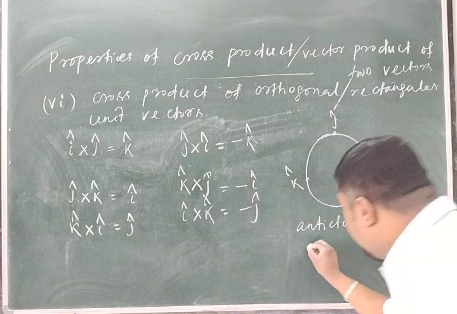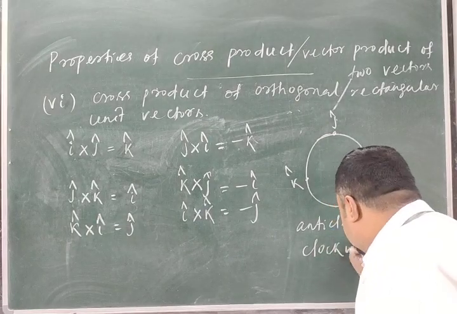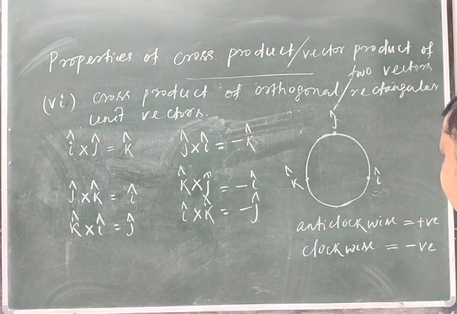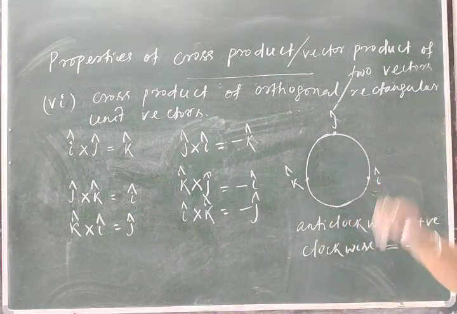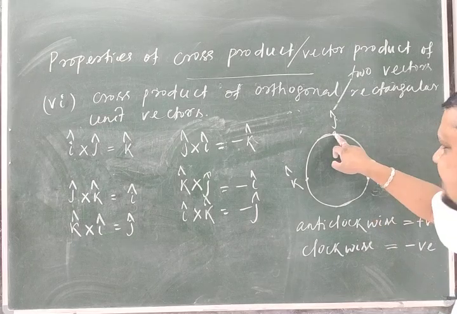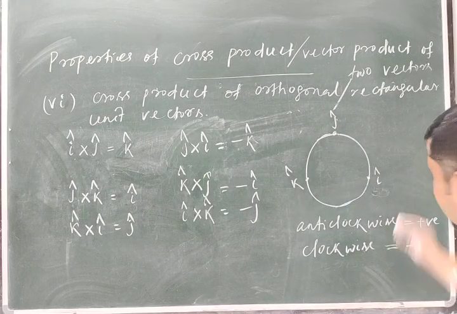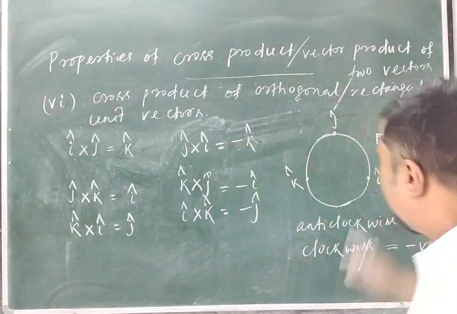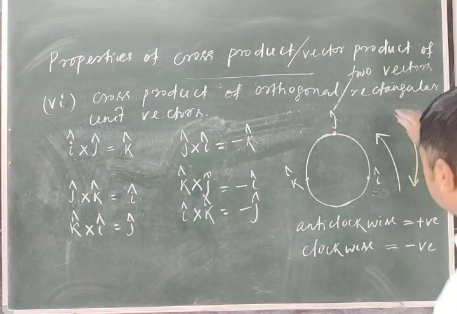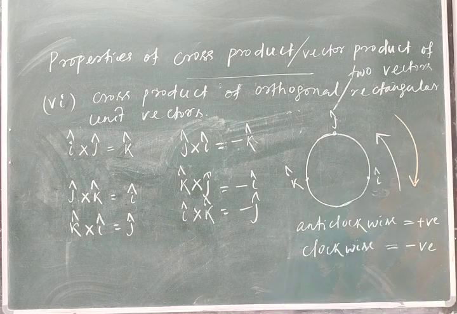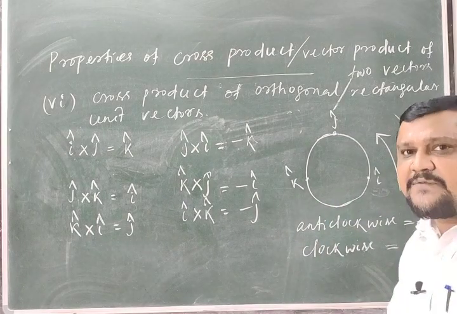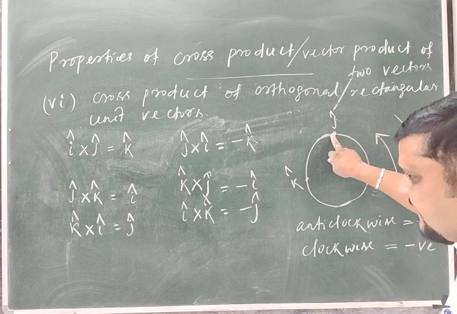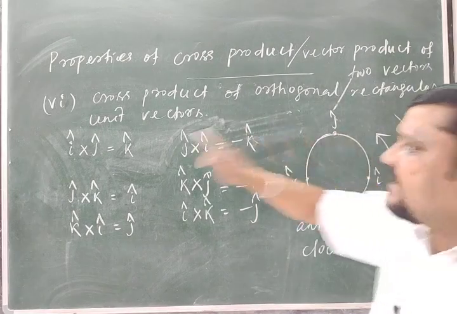I will explain this one. If I go clockwise, then it is a negative. Now understand this thing. When I do I cross J, I am moving in what direction? Anti-clockwise. Clockwise means I am moving in this direction, as you know how the hands of your clock move. So when you do I cross J, you are getting K cap.